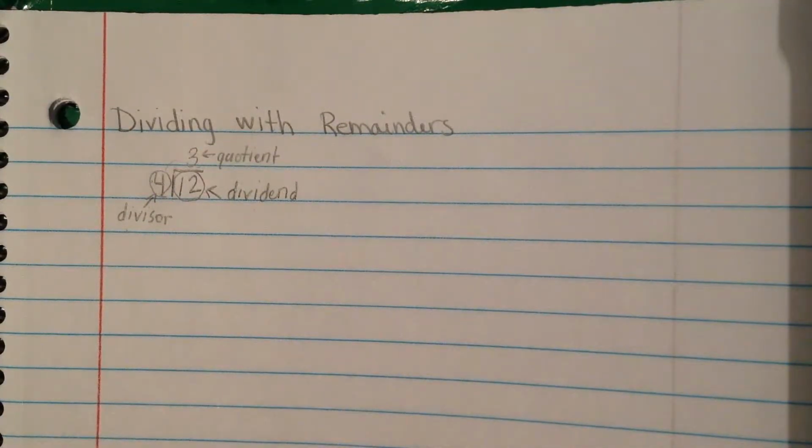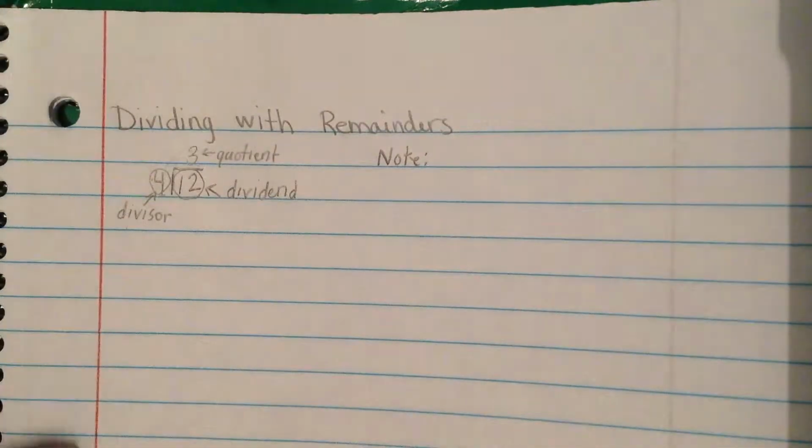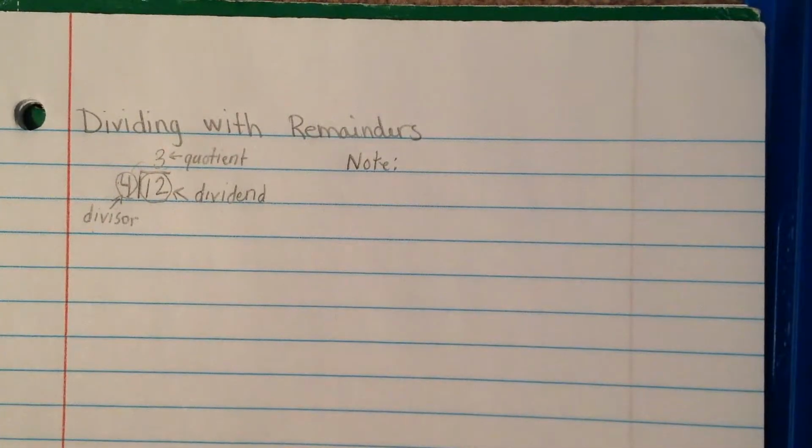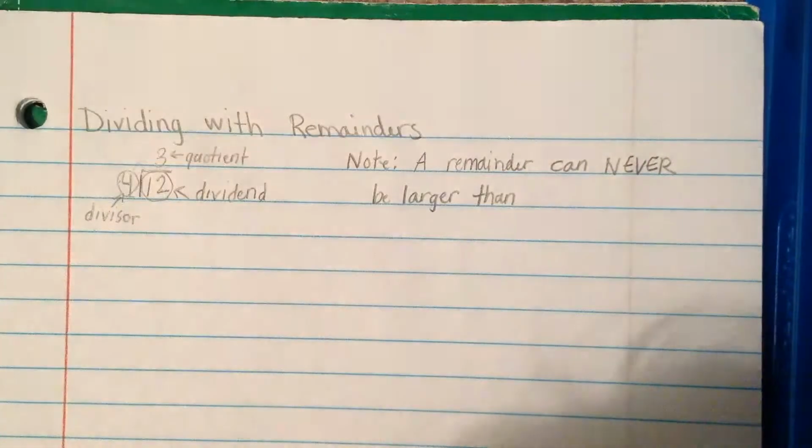Okay? There's an extremely important aspect when you're dividing with a remainder, and that is, we're going to make a note here, because this is something you need to remember, and this will help you to find out if your answer is correct or not. But a remainder can never, and I'm going to write never in big capital letters, can never be larger than the divisor.